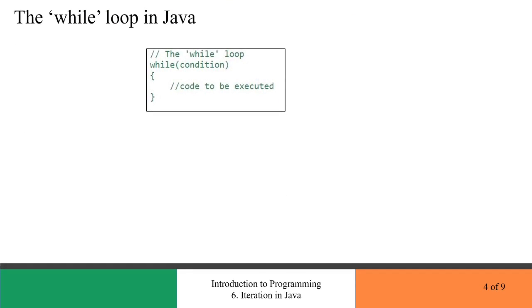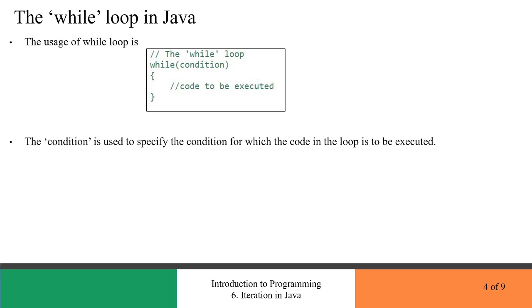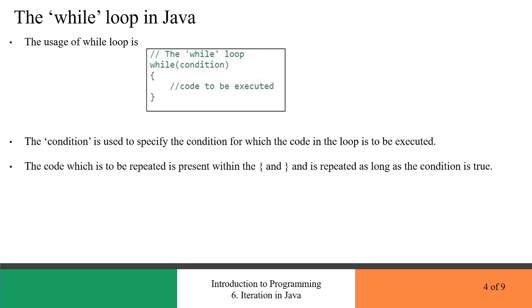Java provides three types of loops, namely the while loop, the do-while loop, and the for loop. The usage of the while loop in Java is the keyword while followed by the condition in parentheses. This is followed by the actual code which is to be repeated a certain number of times. The code is enclosed within curly braces. The code which repeats itself is also called the body of the loop.